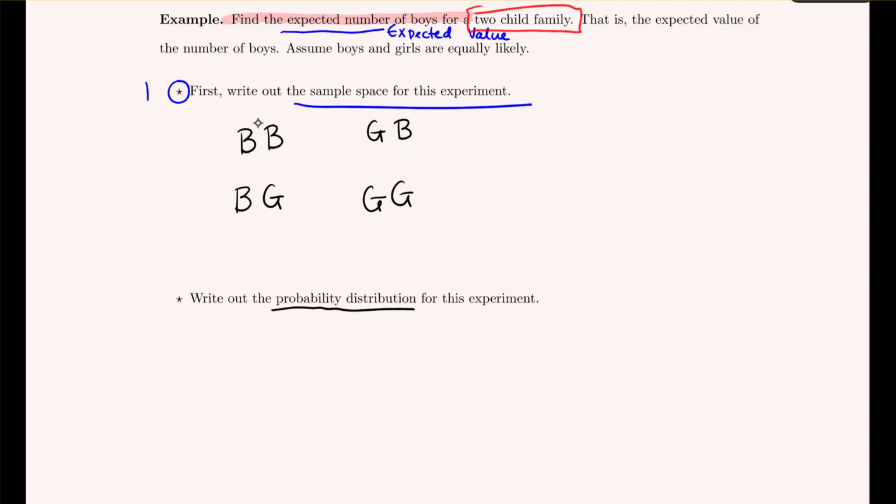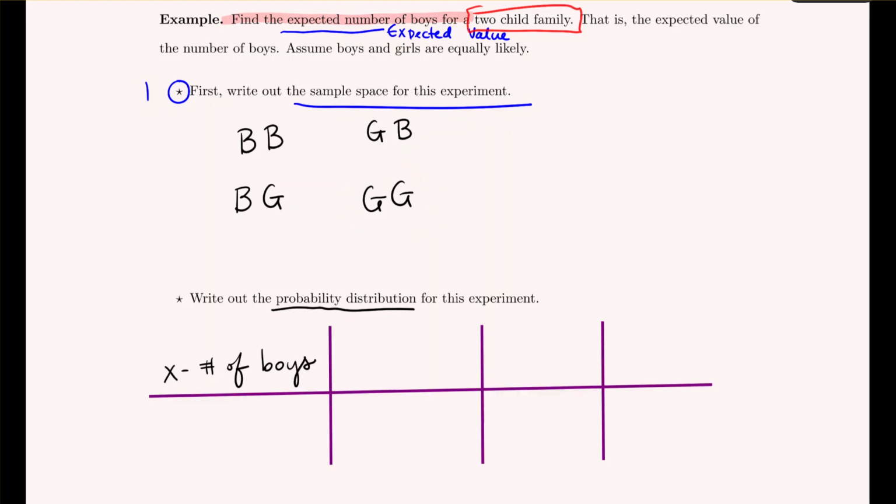Now let's look at our sample space. We could end up with 2 boys, right? If we get a boy and then a boy. We could end up with 1 boy, whether we get a boy first and then a girl, or a girl first and then a boy. Or we could end up with the situation where we had 0 boys. So the possible outcomes of number of boys in a 2-child family is 0 boys in the case that you have 2 girls, 1 boy in either case that it's boy-girl or girl-boy, or 2 boys in the case that it's boy-boy.